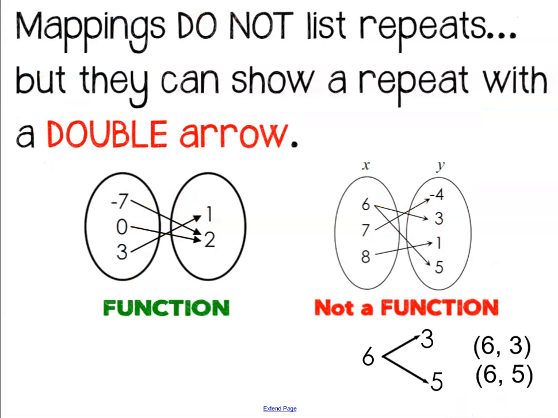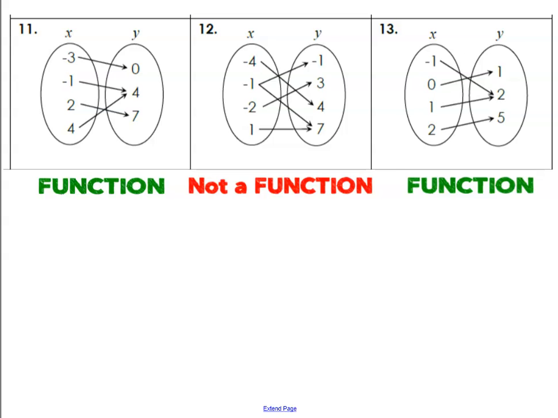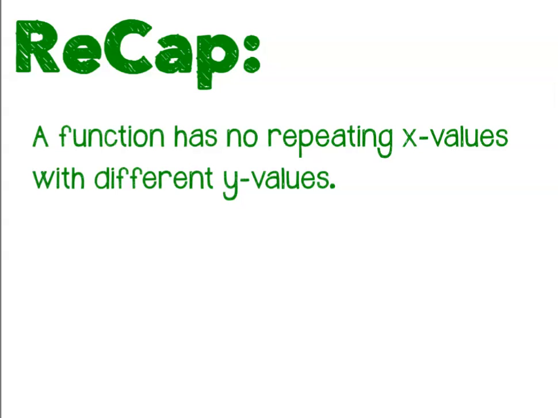Again, mappings do not list repeats, but they can show a repeat with a double arrow. If your input has a double arrow, you're not a function. Try these three on your own. Pause the video now. Okay, let's see how you did. Great job. Let's move on to our third format. Remember, a function has no repeating x values if it has different y values.